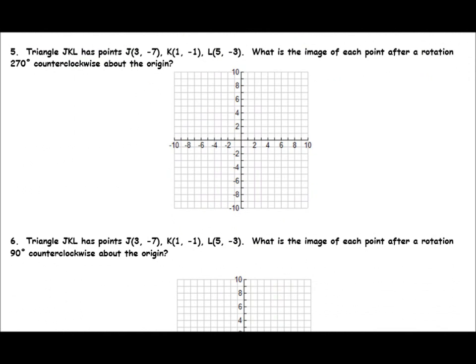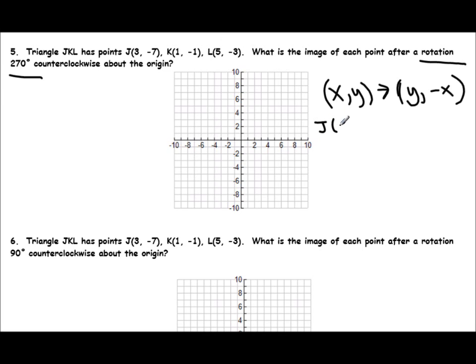Number 5. This gives us a triangle with the points 3, -7, 1, -1, and 5, -3. We want the image of each point after a rotation of 270 degrees. A rotation of 270 degrees is a rule that needs to be memorized. We take our x, y value and make it y, negative x. So we flip the position of our y, make it our new x value, and we make our x value the y position but negative.